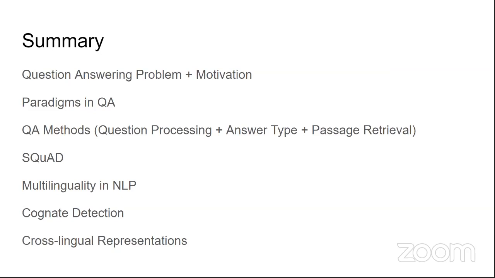Overall, what we have done today is we have discussed the question answering problem and the paradigms that have been prevailing in question answering. We discussed different methods for question processing, answer type, and passage retrieval. We discussed the SQuAD dataset, and then we moved on to multilinguality in NLP and the task of cognate detection. After I detailed the task to you, I talked a little bit about the Indic NLP library and how it helps one detect, convert one script to another and detect similar spellings for two words, and then the cross-lingual representation methodologies which are prevailing nowadays. So I think that's it from my side.